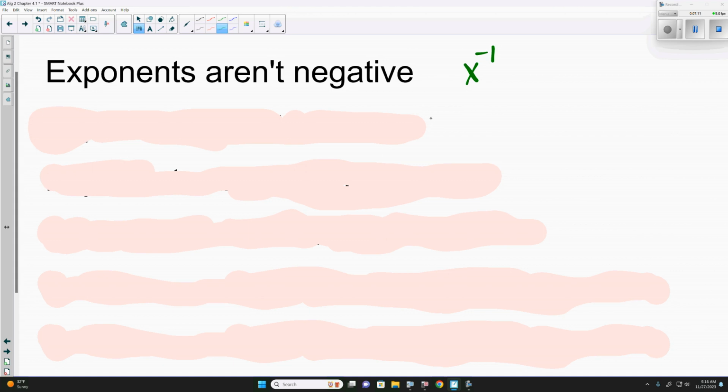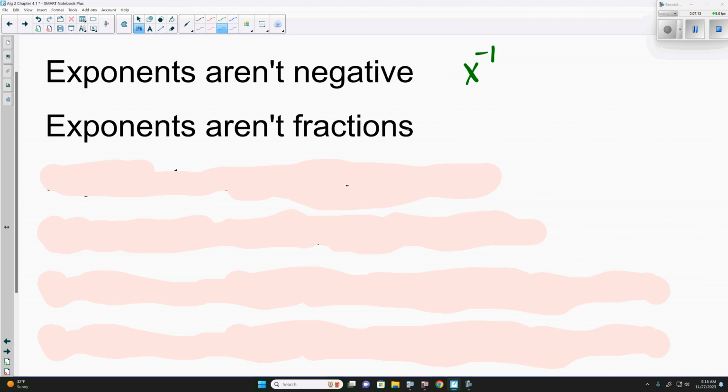Take 2. Exponents aren't inside fractions. I can't have 1 over x. Now, more specifically, the variable cannot be in the bottom of a fraction. I can have x over 2, x divided by 2. X cannot be in the bottom, or sorry, I'm getting ahead of myself, because that says what? Exponents aren't fractions.